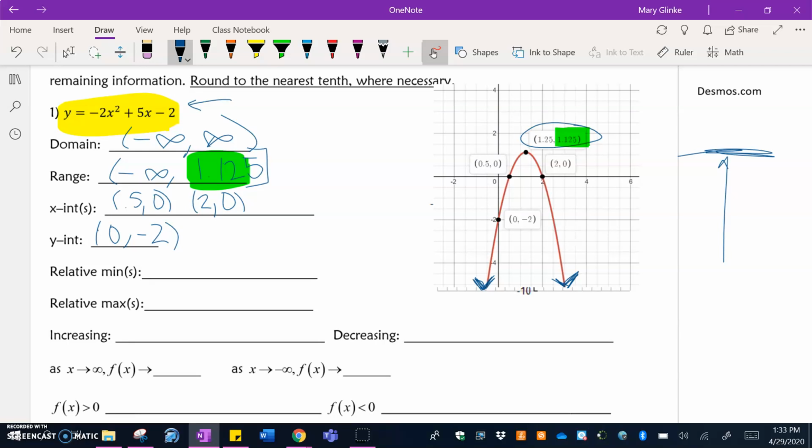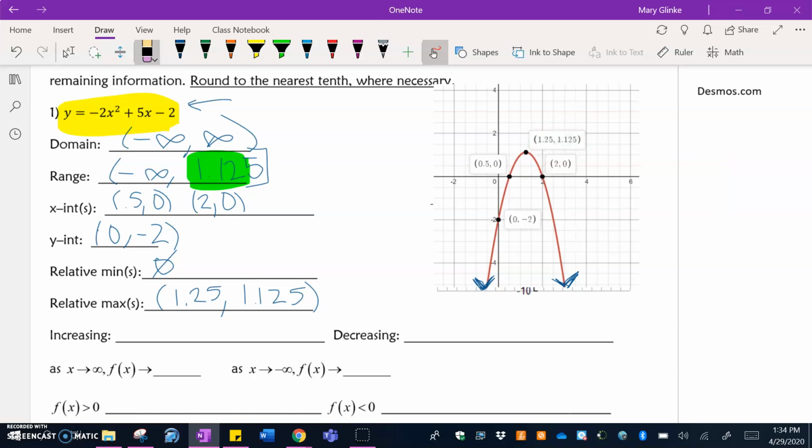In terms of relative minimum and maximum, my graph only has one turning point, and that's actually the one I circled up there. That's a maximum value because it's a high point. So my maximum here is 1.25, comma 1.125. There are no minimums. My graph never goes from decreasing to increasing.